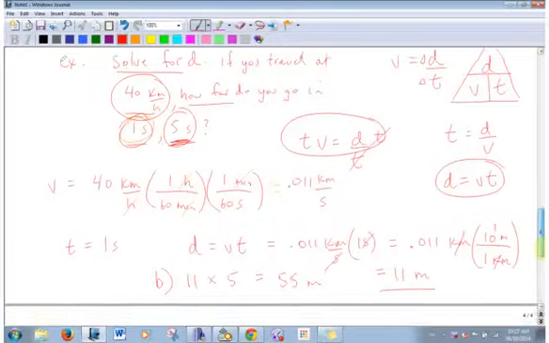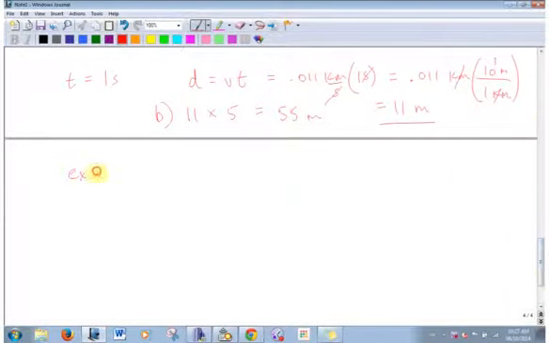Okay, so that's solving for D. Let's just do one more. What haven't we solved for? T. Again, let's do some different conversions, because you got some questions in your book where you're going to have to convert.